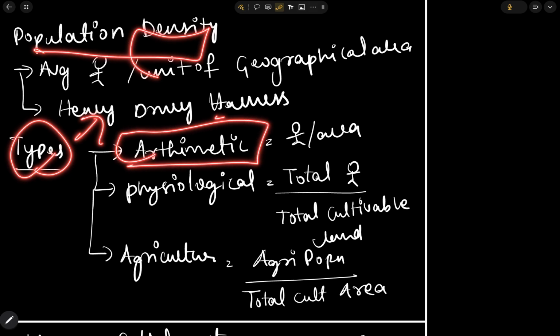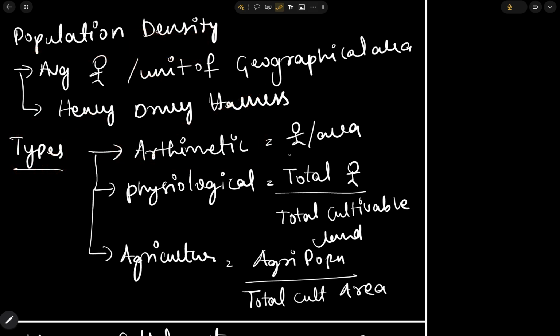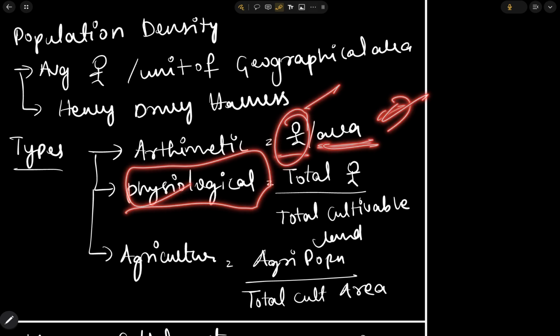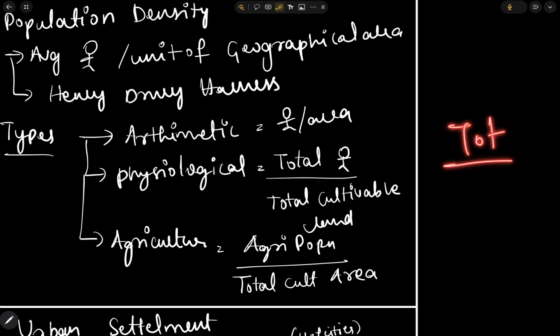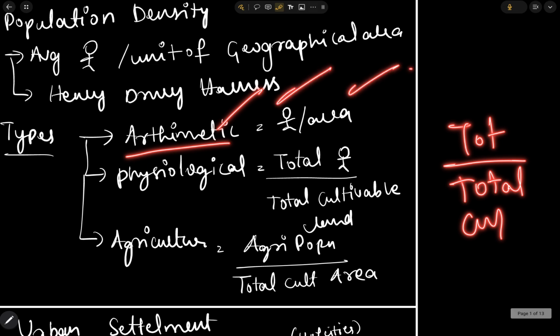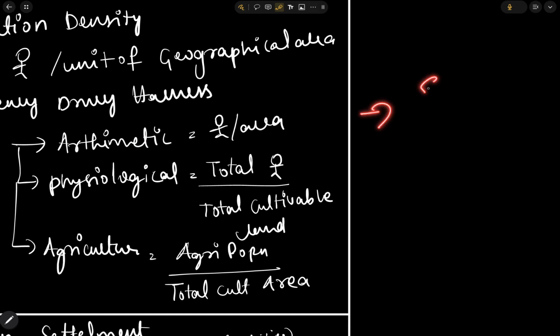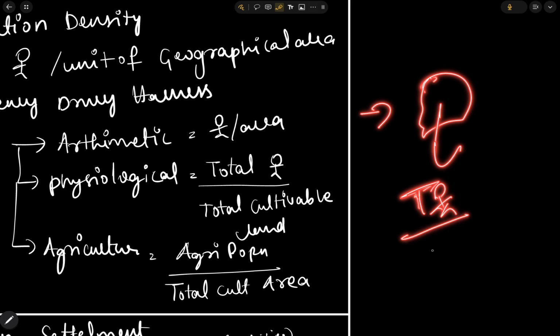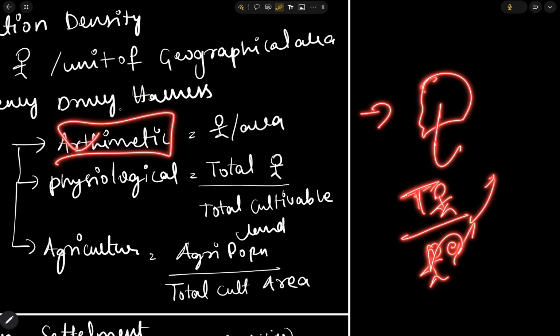Basically there is the arithmetic population density, that is nothing but the population divided by the area. Physiological is nothing but the total population by the total cultivable area. This is the arithmetic, meaning the total population by total area. For example, let's take Telangana. We include the total population of Telangana, and it is divided by the total area of Telangana. So that is the arithmetic density.